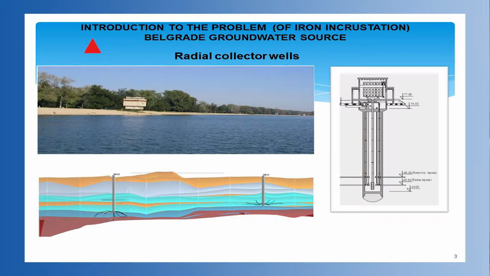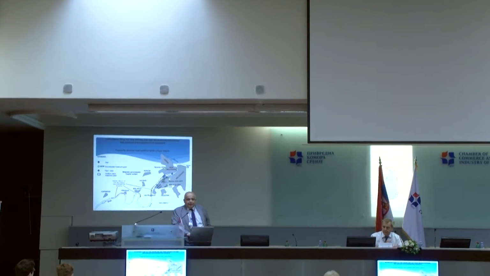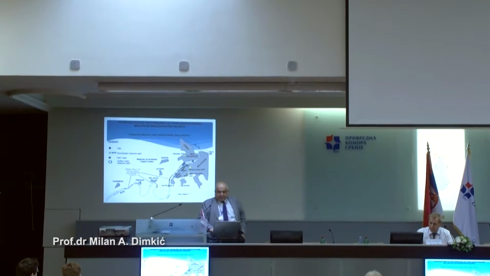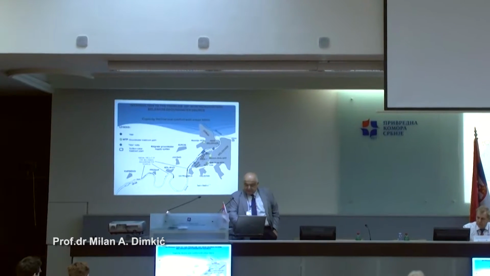This slide you have seen yesterday, the Belgrade water source, and a nice picture really. 100 water wells, 99 water wells along the river Sava banks. Some 40 kilometers of the banks are occupied by lateral wells. You can see it. Yellow spots are water treatment plants.